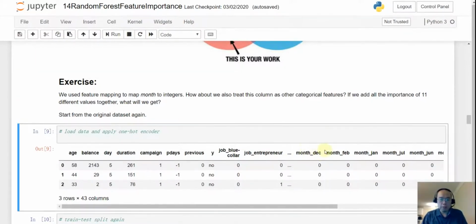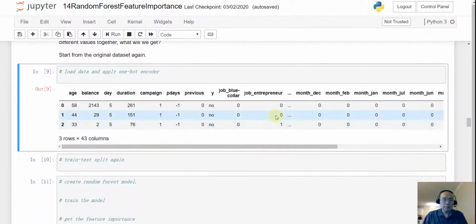So month December, month February, month January. I'm treating all the months as distinct values, as independent features to each other. February is just one column, January is another column, and we won't be able to tell January plus 1 is February. So let's massage the data this way.